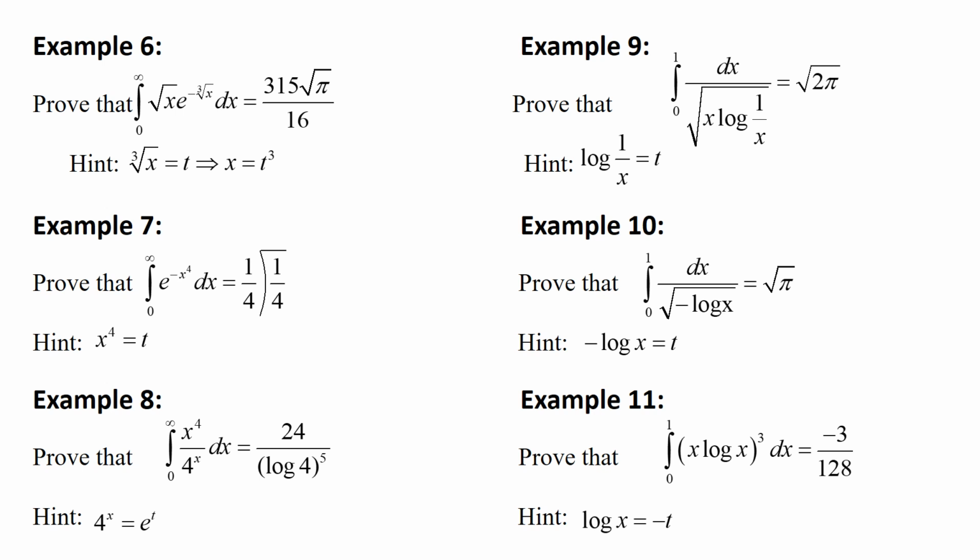Now see the hints for some examples and try to work out these problems. If the idea is clear, definitely you can get the correct answers. So see example 6. Prove that the integral from 0 to infinity root x e raised to minus cube root of x dx is equal to 315 root pi by 16.